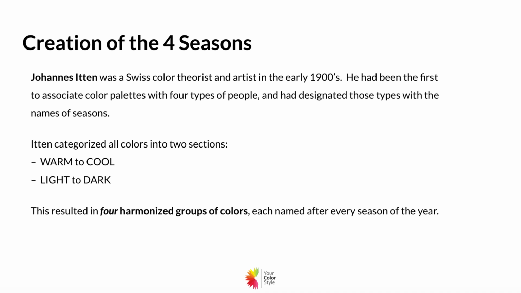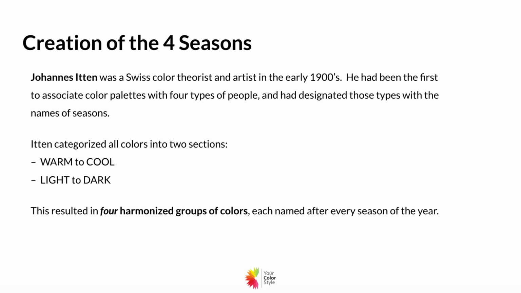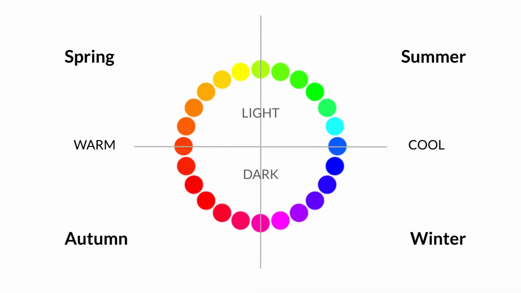So when you look at the color wheel, he divided the sections into the warm side of the color wheel, the cool side of the color wheel, light at the top and dark at the bottom. And as you can see in this slide, he then labeled them spring, which is warm and light, summer, which is cool and light, autumn, which is warm and dark, and winter, which is cool and dark. Johannes Itten believed that the four quadrants of color, those color palettes, would be in harmony with four types of people. And so in the early 1900s, seasonal color analysis was created.